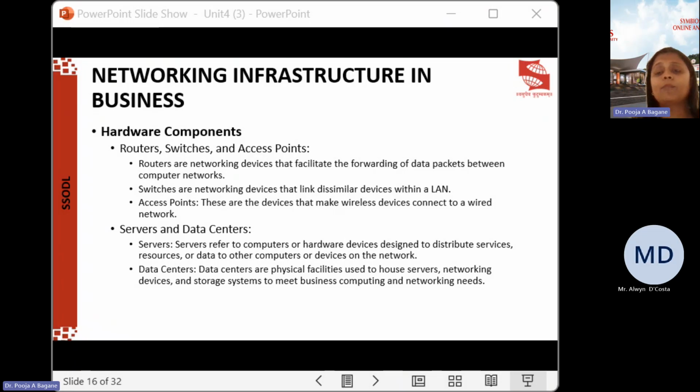In hardware components, there are routers, switches, access points, servers, and data centers. So routers, what are they? Routers are networking devices which facilitate the forwarding of data packets between computer networks. Routers act as gateways between different networks like LAN and WAN, or between LAN, WAN, and the internet. Routers rely on routing tables and algorithms which help define the suitable path inbound data will take while transmitting.